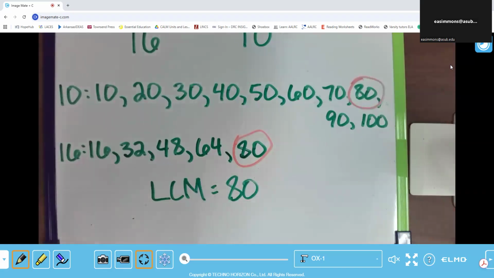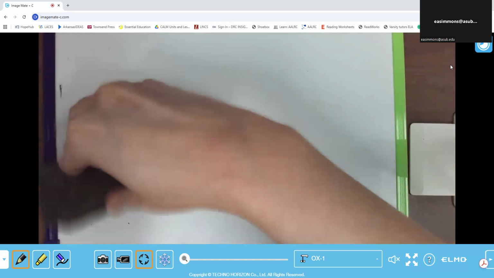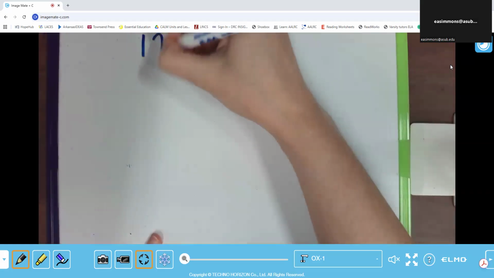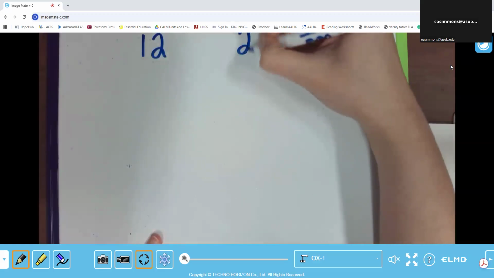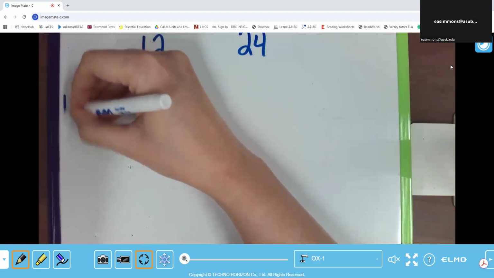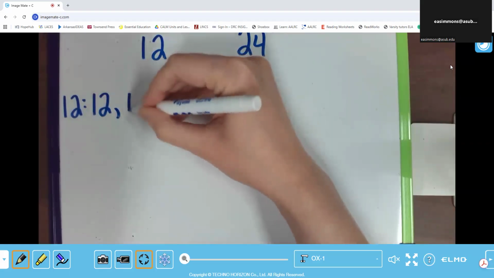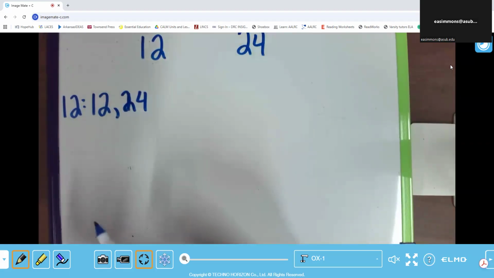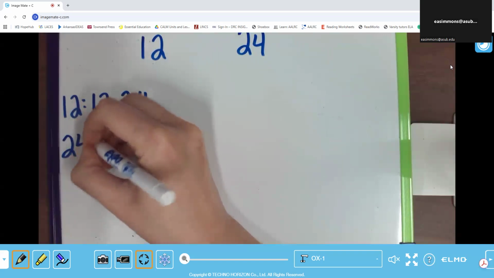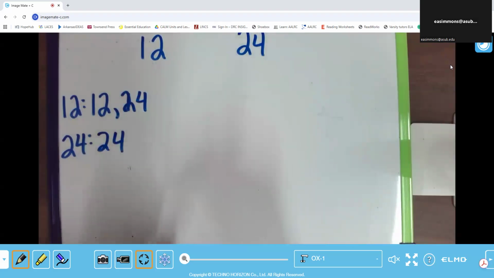We'll do one more. Last one will be 12 and 24. We'll start with 12. 12 times 1 is 12. 12 times 2 is 24. And I actually got 24 as one of my multiples. And if I do my multiples of 24, well, 24 times 1 is 24. So I actually have a match.